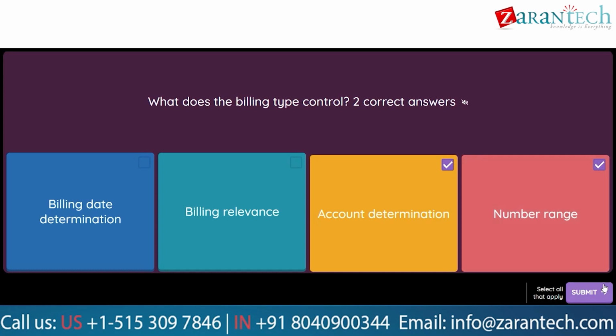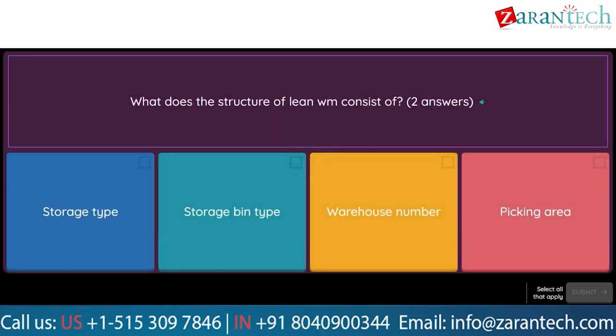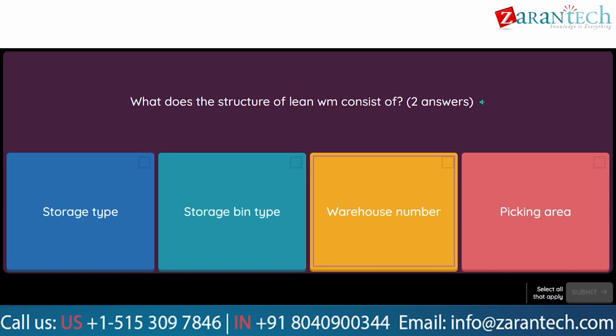Question: What does the structure of Lean WM consist of? 2 answers. Option 1 storage type. Option 2 storage bin type. Option 3 warehouse number. Option 4 picking area.